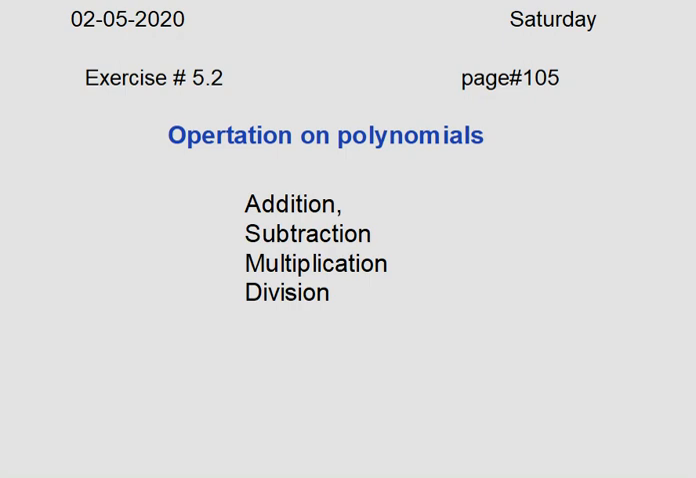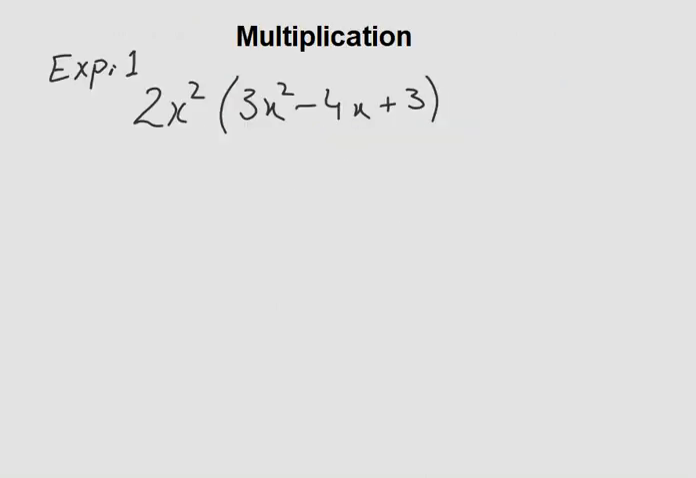We are going to start exercise 5.2, that is on page number 105, operations on polynomials. As we already discussed in our previous lecture, addition and subtraction is already discussed. Today we are going to discuss multiplication and division. So let me do an example for you how we are going to do multiplication on polynomials.